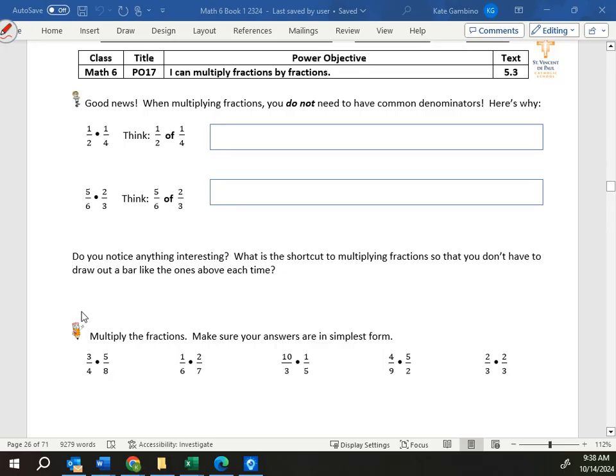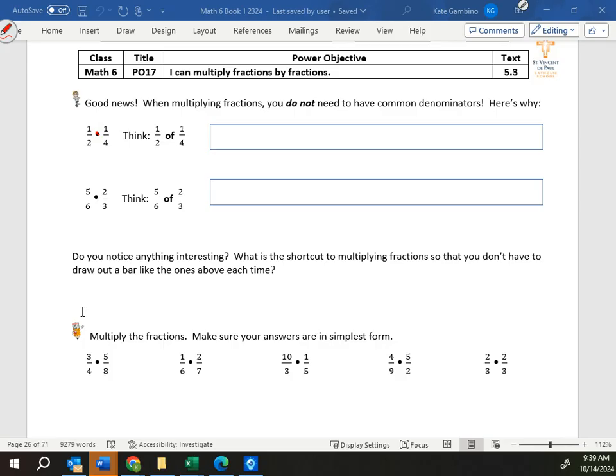All right, so if we have 1/2, remember that dot means multiply. We're not using the x anymore for multiplying because we're going to use that in our math problems as variables. So we're getting in the habit of just using the dot to symbolize multiplying. So 1/2 times 1/4. We're going to think of it using that word of. When we see of in word problems, it means we're multiplying. 1/2 of 1/4. It means we multiply them together.